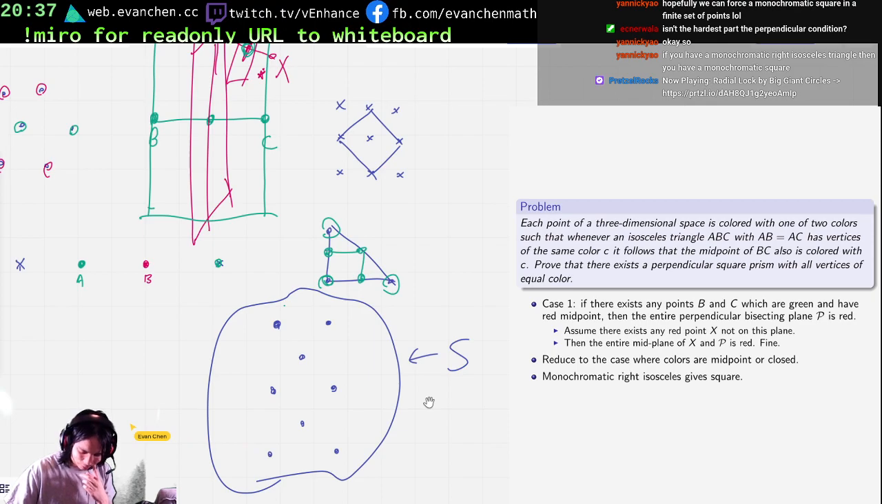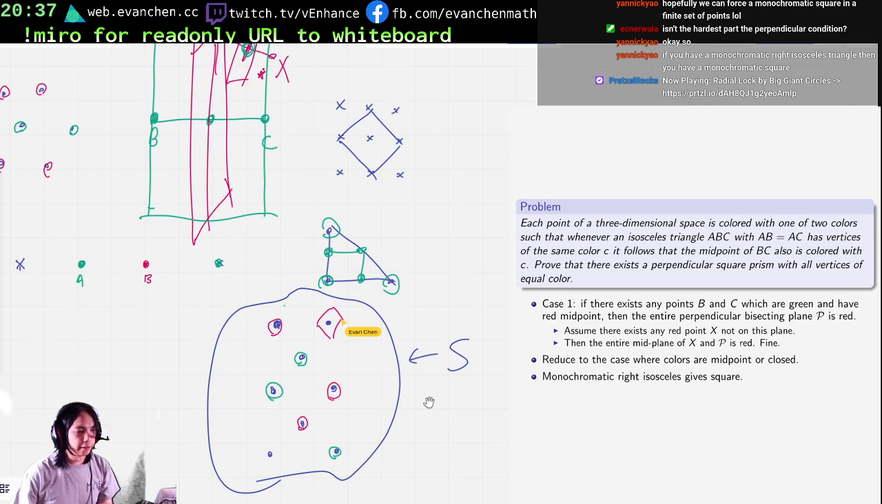Now I just have to do the cases, right? So I can assume that this point and this point are the opposite color, because I showed that if they're the same color, we're fine. Now what? Without loss of generality, this is green. So this has to be red, which forces this green, forces that red, and now you're stuck here. Okay, cool. So there we go.